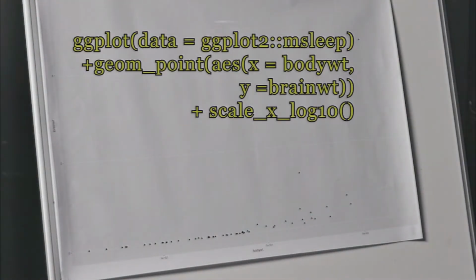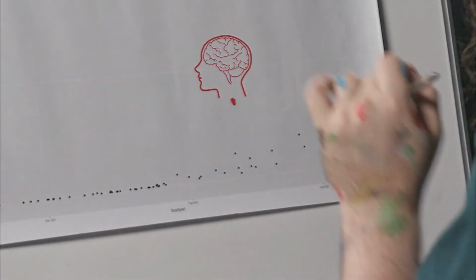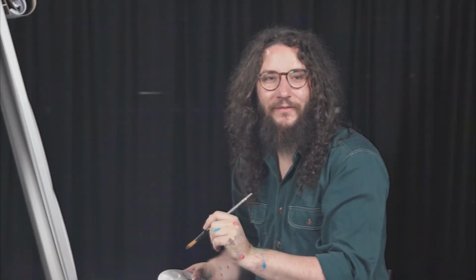Doesn't matter, we can spread out our data by changing the scale of our x-axis with another plus, and another layer with the scale_x_log10 function on top of our geom_point, like this. There we go, now we can see all these happy little data points spread out a little bit better. That one there is us humans, with our big old brains for our size.